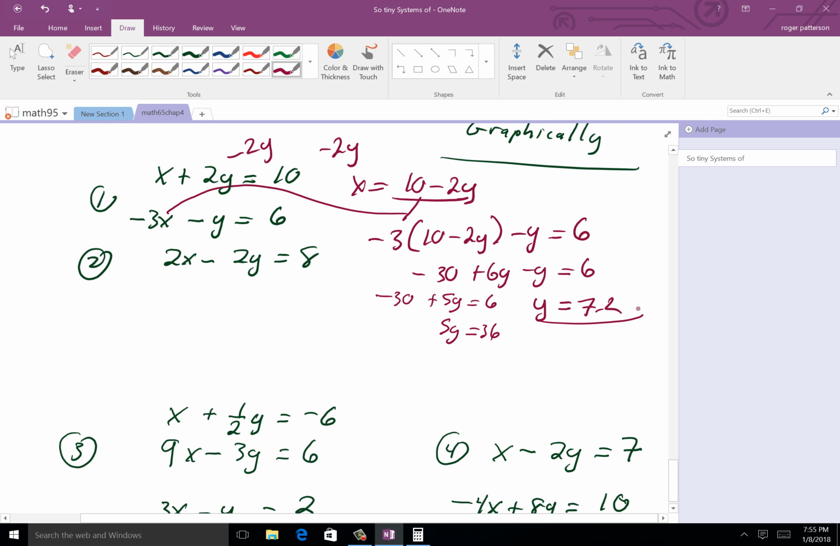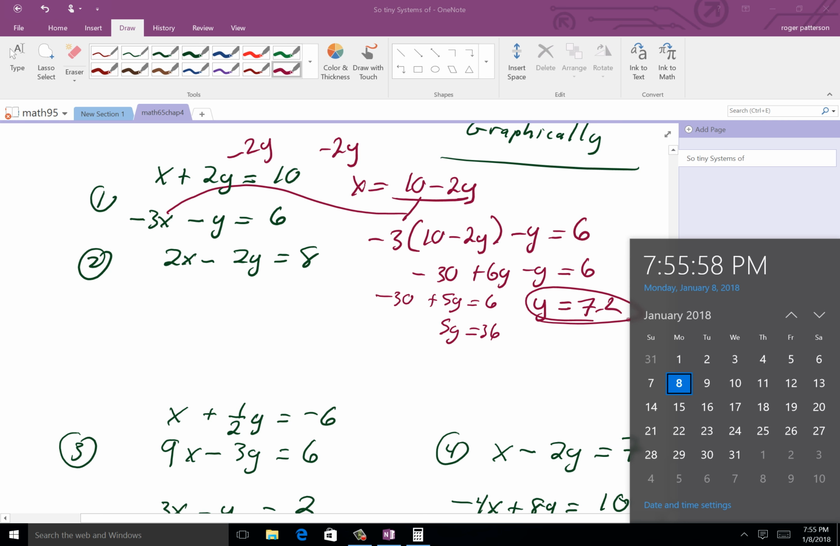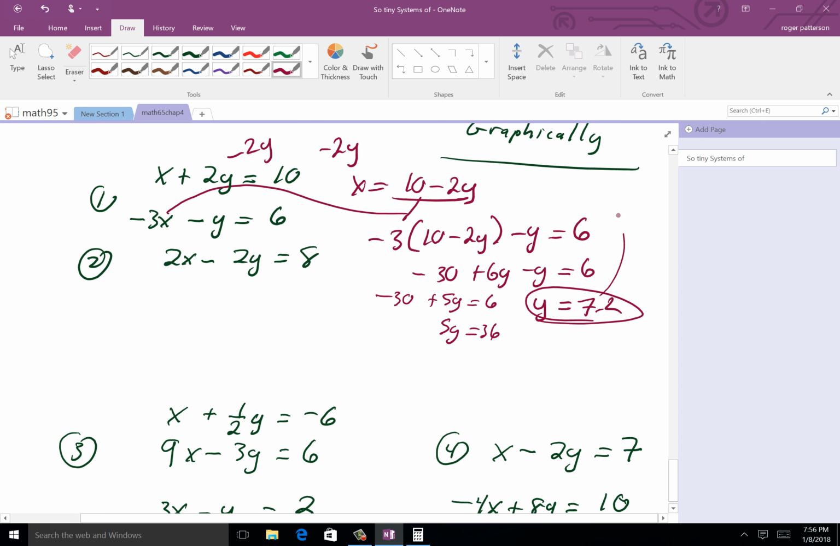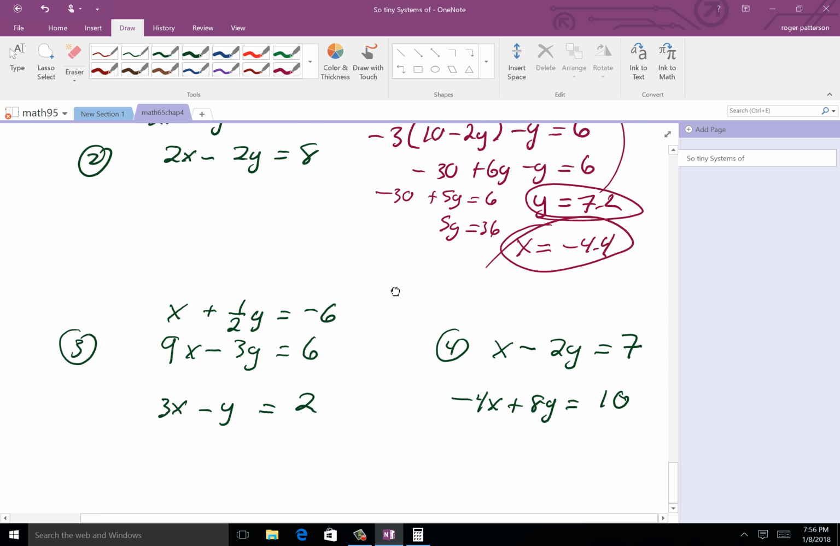Alright, so we got 7.2. Put that in for Y right there. And what does X turn out to be? 4.4. Yeah, I got negative 4.4. Negative 4.4 sounds about right. And then when you graph it, did it come out good? Yeah? Does most of it? Good. Okay. Alright, I'm going to drop this one way down here.